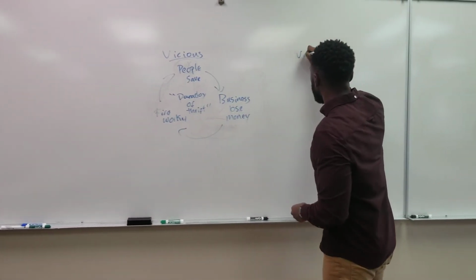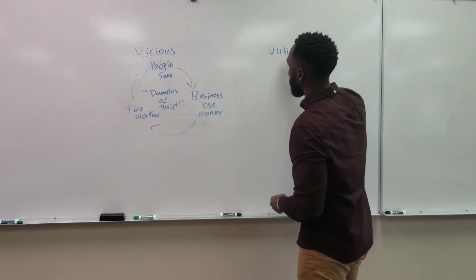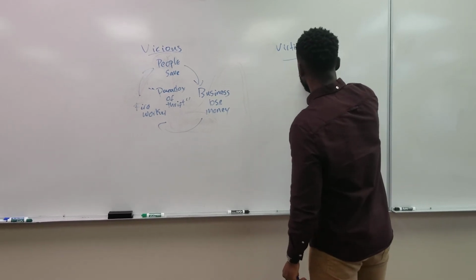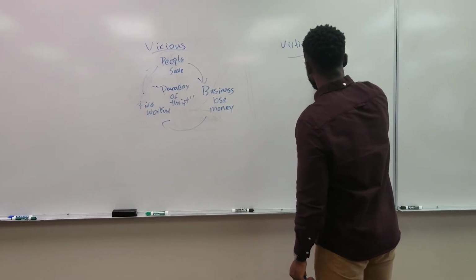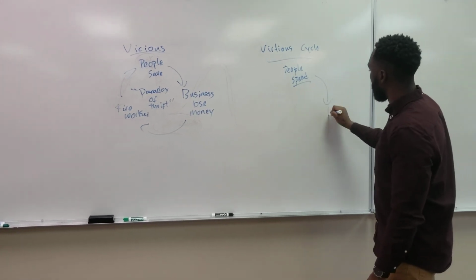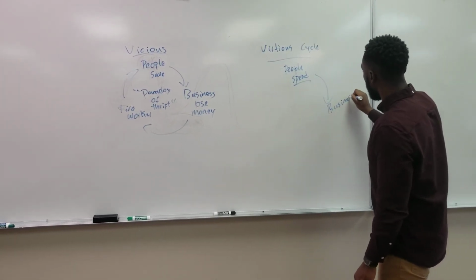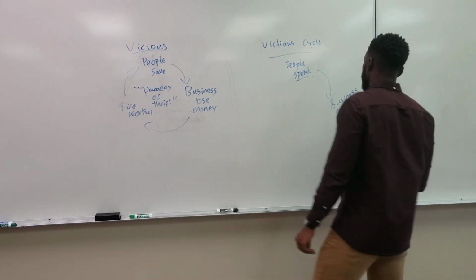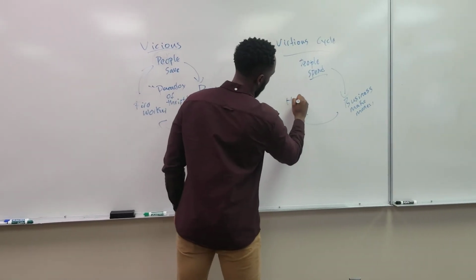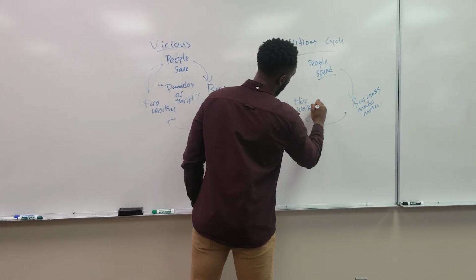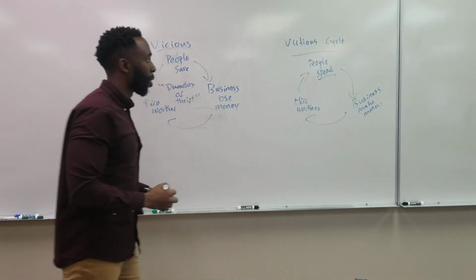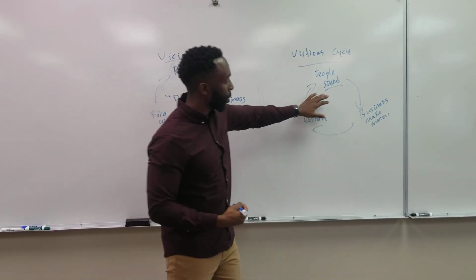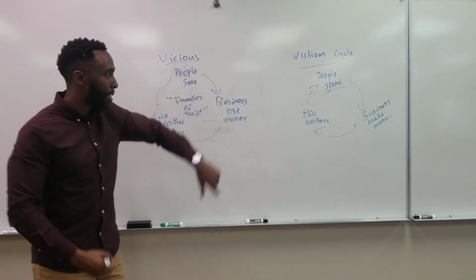The virtuous cycle looks like this. People spend, and once people spend, businesses make money. Those businesses hire more workers, and those workers spend money. John Maynard Keynes says if you want to get the economy going, you want to get people spending, and the wealth essentially cycles through.